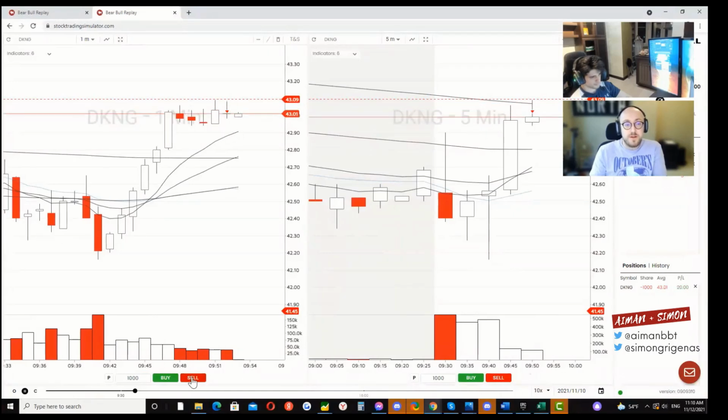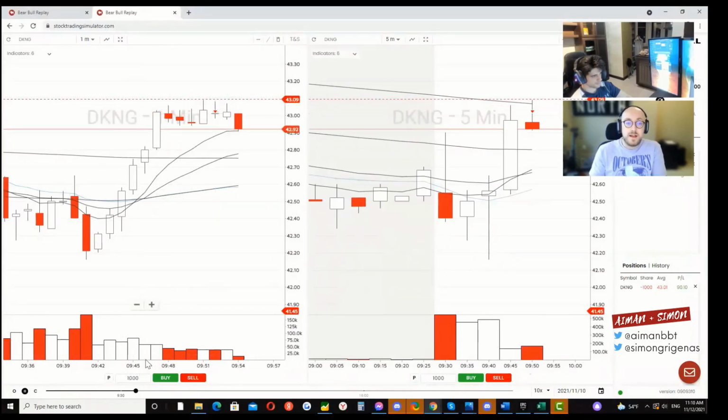My stop is right on the other side of the level, about 43.11. I'll see how price action kind of behaves. Not right at the level at 43.09. I'd give it a couple cent buffer. As I start to see the trade idea work, we can actually add to a position.